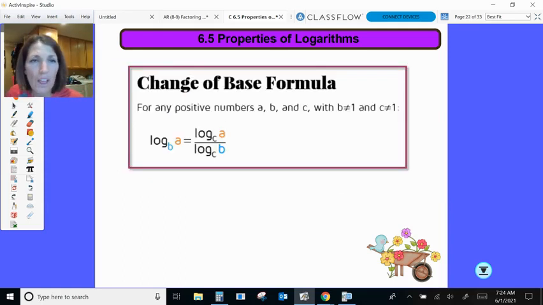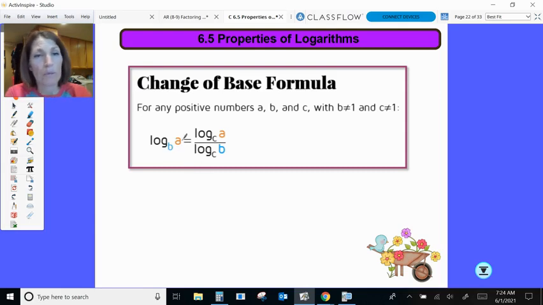All right, now we're going to look at the change of base formula. This is for any positive numbers a, b, and c. b can't be equal to 1, c can't be equal to 1. For log base b of any number a, we can change the base to any base c. We want to change it to base 10. So we just take the log of a over the log of b. You just have to memorize this, guys: log of a over log of b.